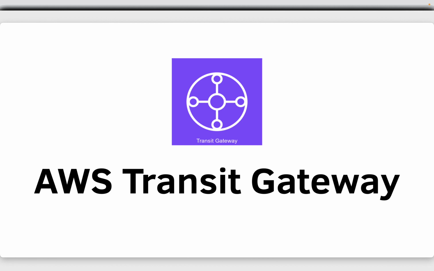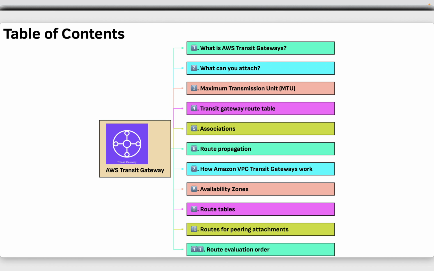Hello everyone and welcome to the lecture on AWS Transit Gateway. This lecture will contain all these topics: What is AWS Transit Gateways? What can you attach? Maximum Transmission Unit (MTU), Transit Gateway Route Table, Associations, Route Propagation, how Amazon VPC Transit Gateways work, Availability Zones, Route Tables, Routes for Peering Attachments, and Route Evaluation Order.